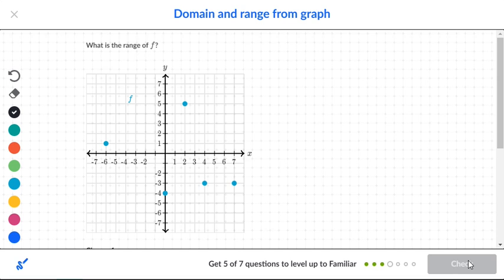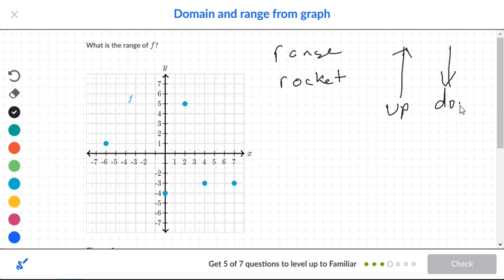Okay, now we want to do the range. If you want to think of the range, you want to think of the word rocket. Rockets go up, and rockets do come down. So it's an up or down kind of thing. Range is your y-axis. Also, what we saw earlier was they switched out the f of x and used the y. So the range here will start at negative 4, and then we're going to work our way up to 5.